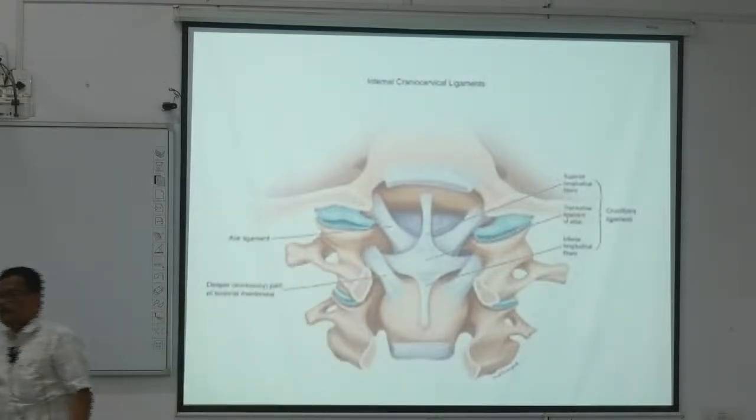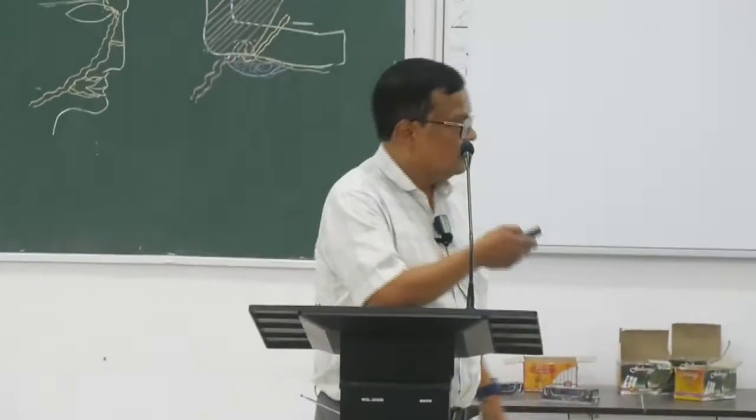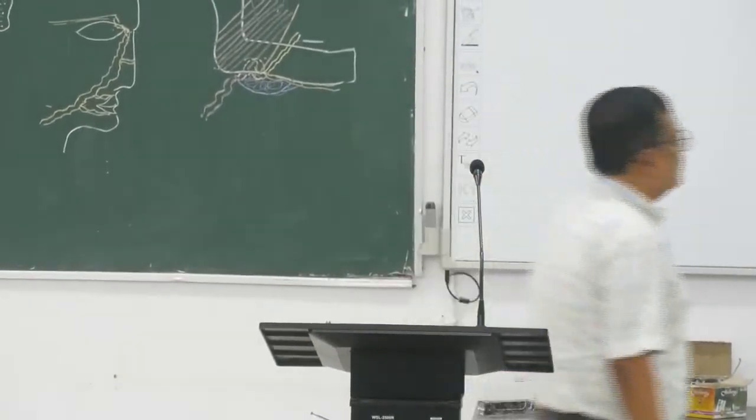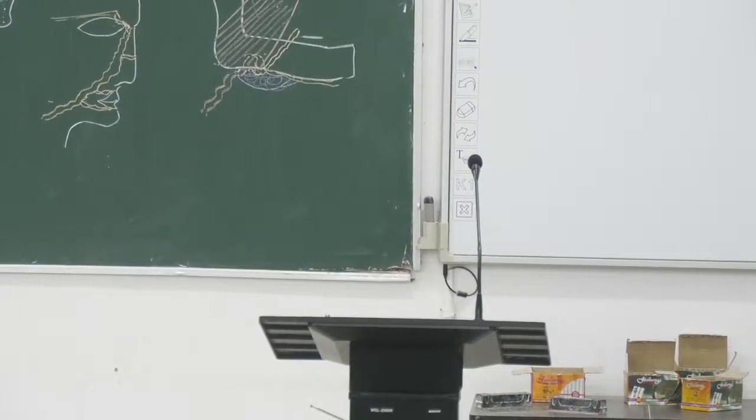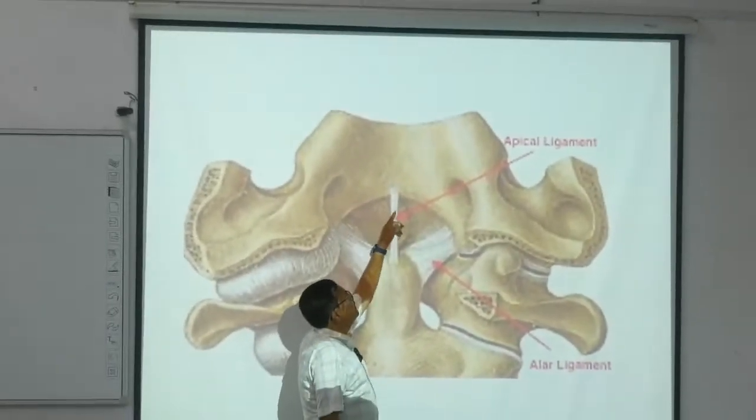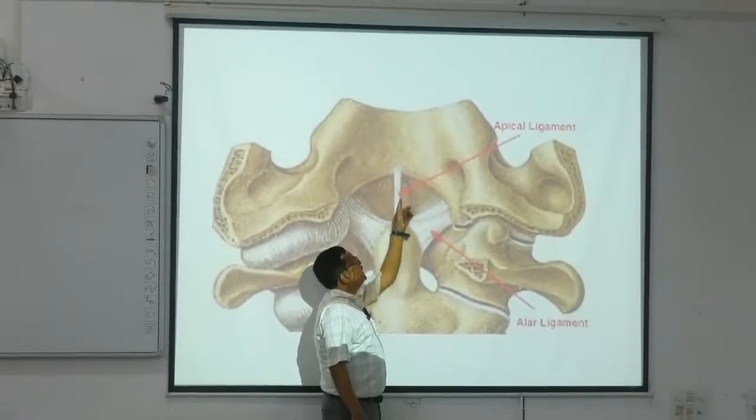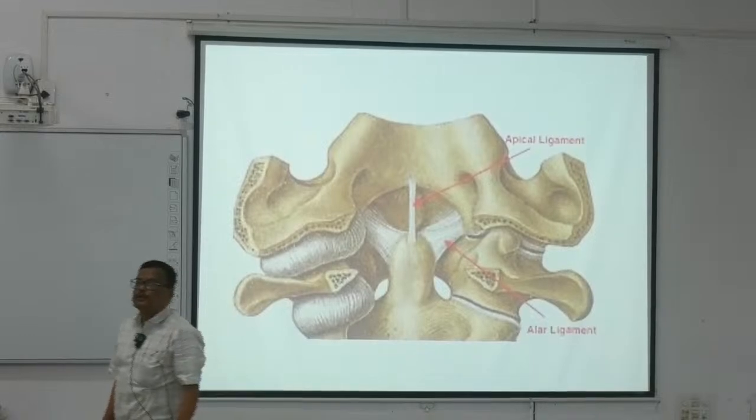So these are the important ligaments, and there are two other important ligaments, the apical ligament of the dens and the alar ligament. From the tip of the odontoid process to the superior surface of the basilar part of the occipital bone, a ligament is attached, and this is known as the apical ligament of the odontoid process.